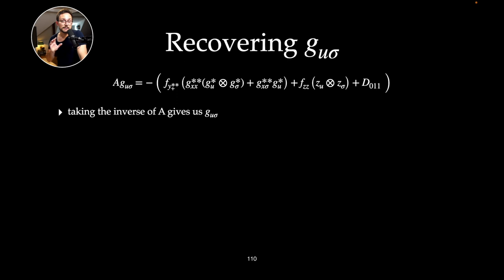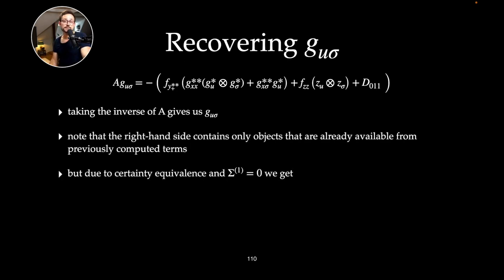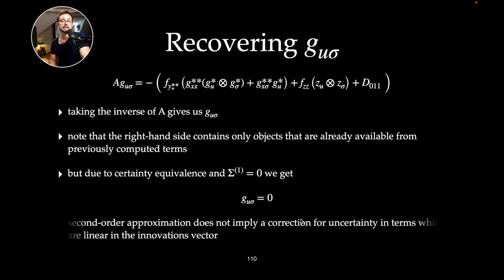Okay, so in principle, taking the inverse of A will give me G_U sigma, but due to certainty equivalence and the first moment being equal to zero, all those terms are zero. We just saw that G_X sigma is zero, that is zero, and Z sigma is also zero. So the whole right-hand side is equal to zero. So again, nothing regarding certainty equivalence. There is no correction for uncertainty in terms which are linear in the vector of shocks and the innovations vector.